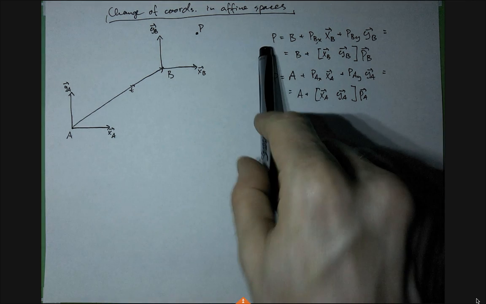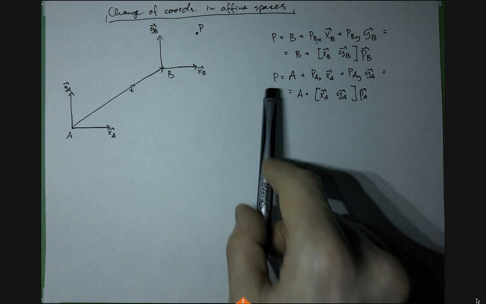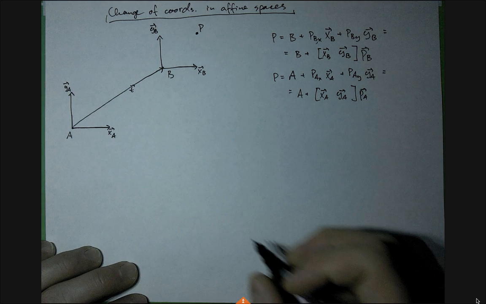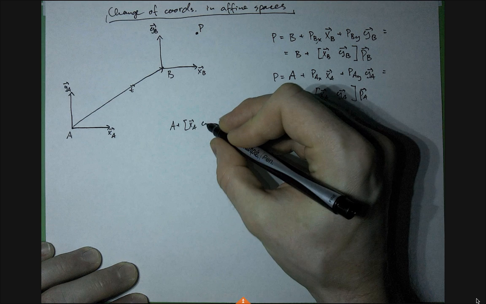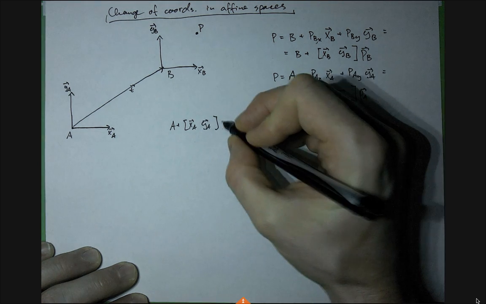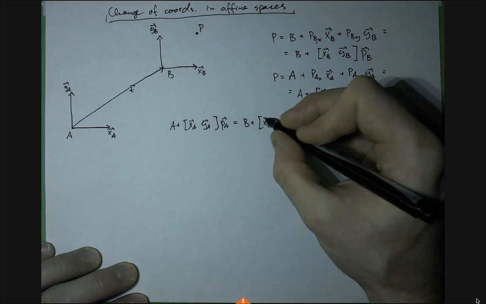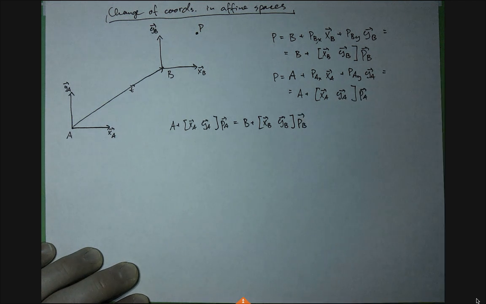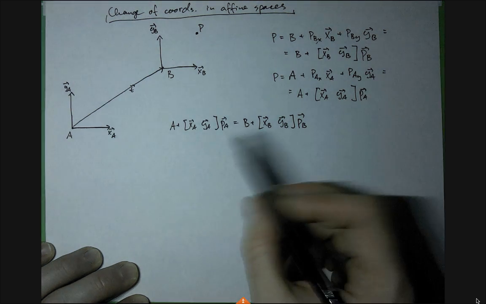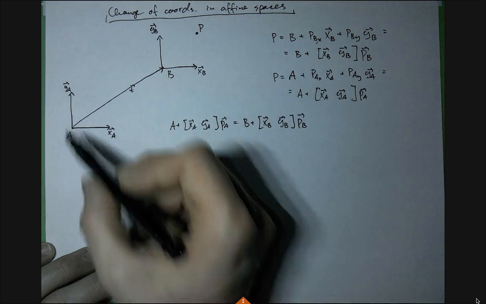But again, what we will do now is analogous to what we did before. The left-hand sides, the P's, are the same. So clearly the right-hand sides need to be the same too, right? So I can write that A plus [XA, YA] PA must be the same as B plus [XB, YB] PB. All right, same train of thought as before. And now what I want to do again is to relate these coordinates PA, so there's the coordinates of point P with respect to the A basis.